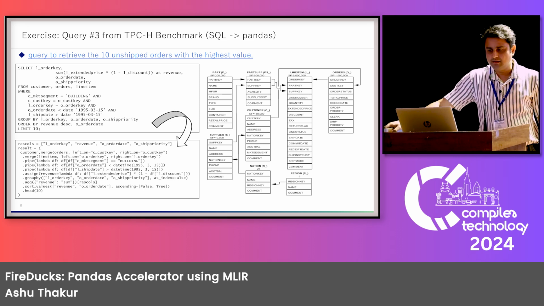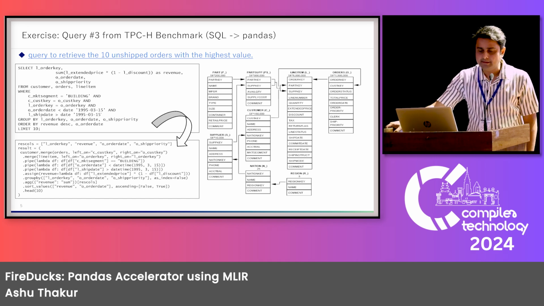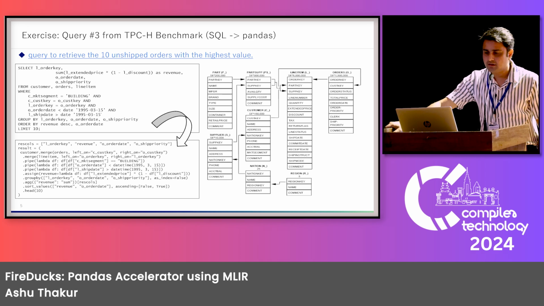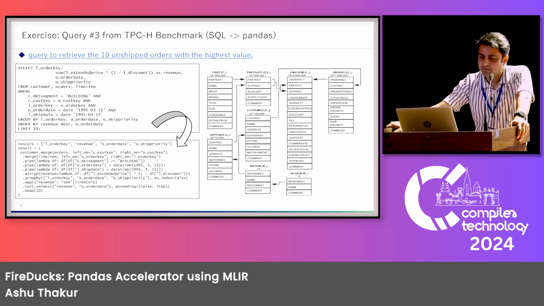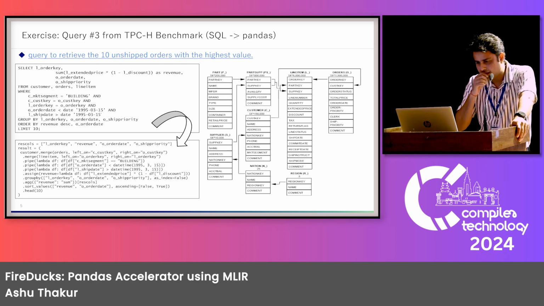Let's take this, the TPCH benchmark, right? And we have taken query 3 from here. You can see that there are 8 columns of customer-related data we have, right? And we are trying to retrieve 10 unshipped orders with the highest value. We have the SQL implementation at the top, right? And we'll try to write it in a Pandas way.